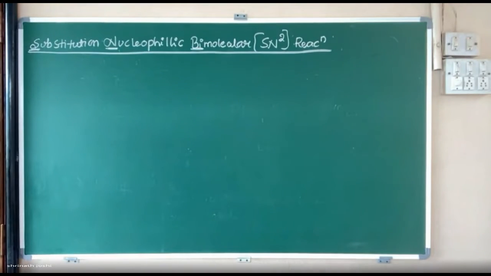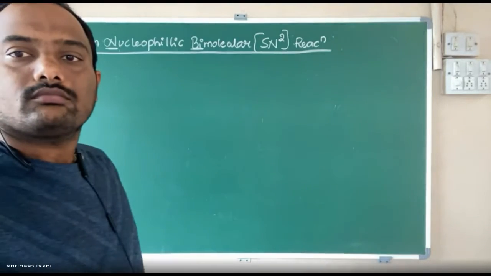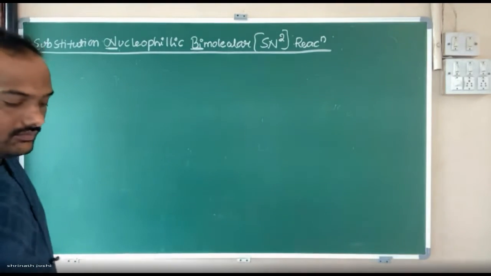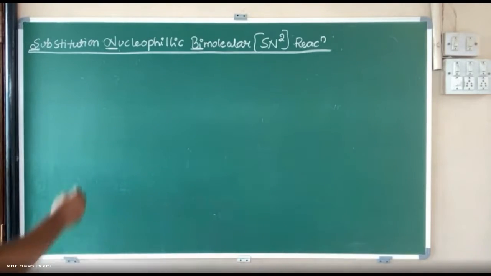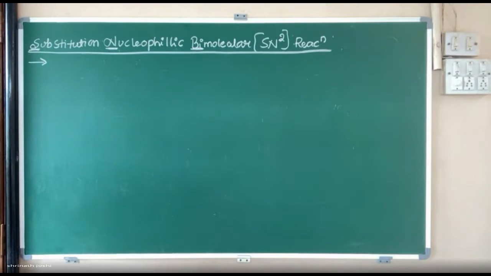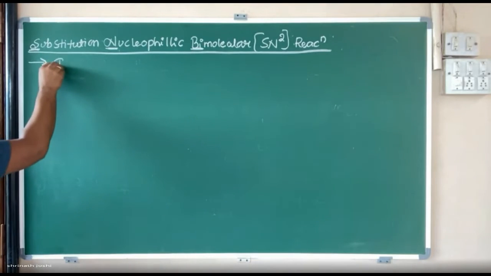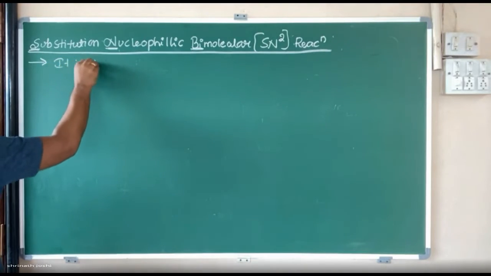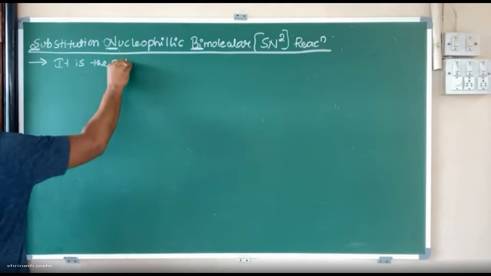Write down the heading: substitution nucleophilic bimolecular, SN2 reaction. Good. So below you write 1 point. Already written in SN1, the same point you have written. Just here you write, it is the substitution reaction.